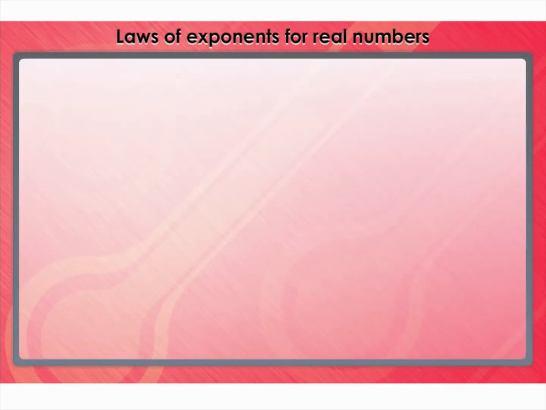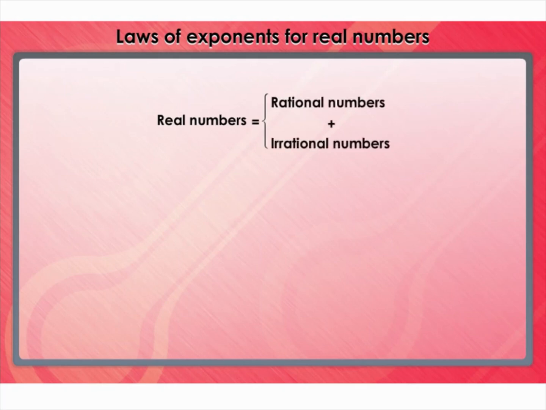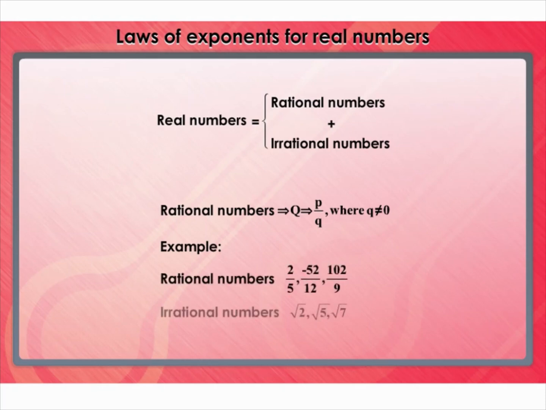Laws of exponents for real numbers. A real number is nothing but a collection of both rational numbers and irrational numbers. We know rational numbers are represented as Q. These numbers are in the form p by q, where q is not equal to 0. These are some examples of rational and irrational numbers.